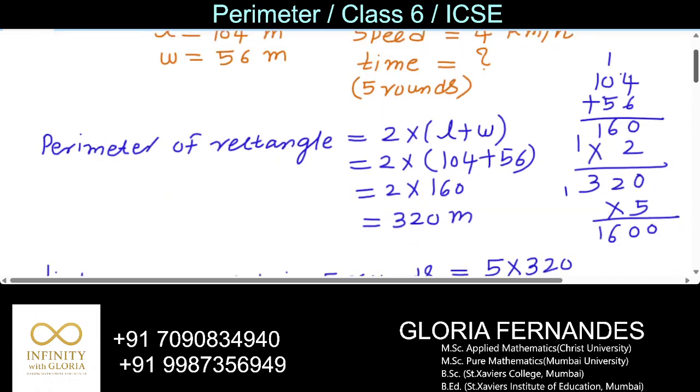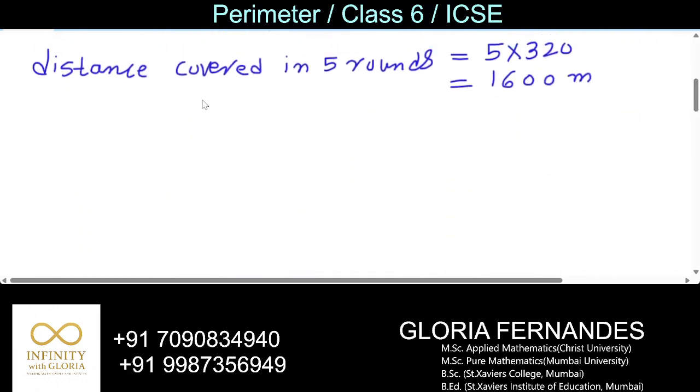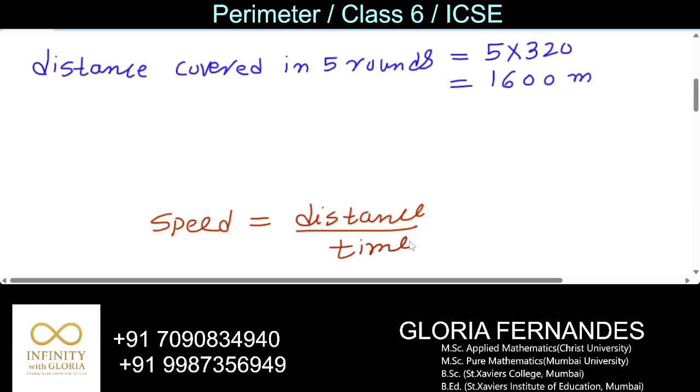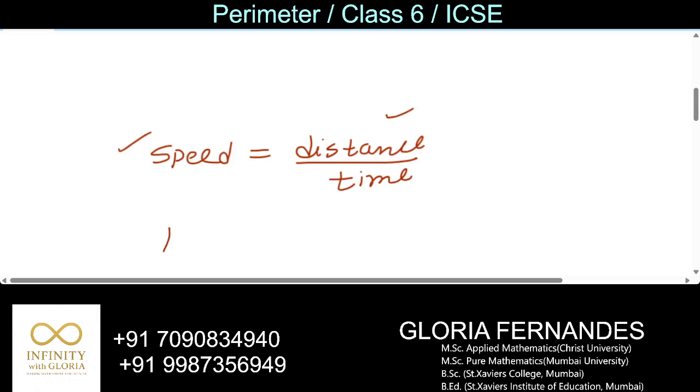Now what are they asking? They are asking the time. Okay, so now you know the speed, you know the distance, you have to just calculate the time. So what formula do we have? Speed is equal to distance upon time. Now in this case we know the speed, we know the distance, we have to find out the time. So we are going to write this formula in terms of the time. So time will be equal to distance upon speed.